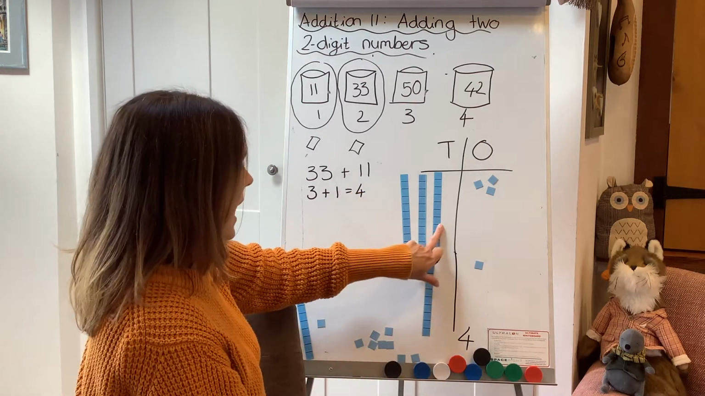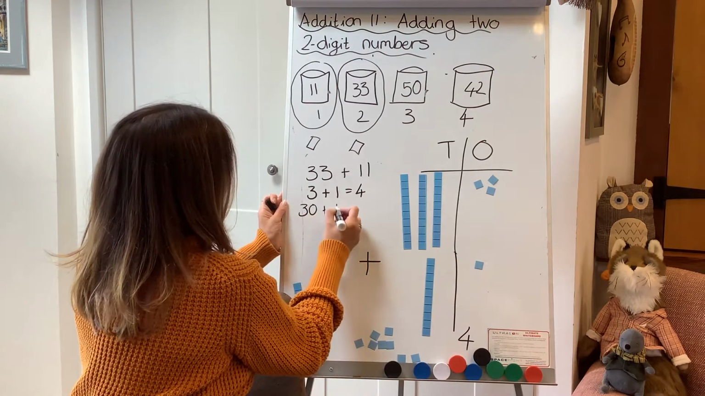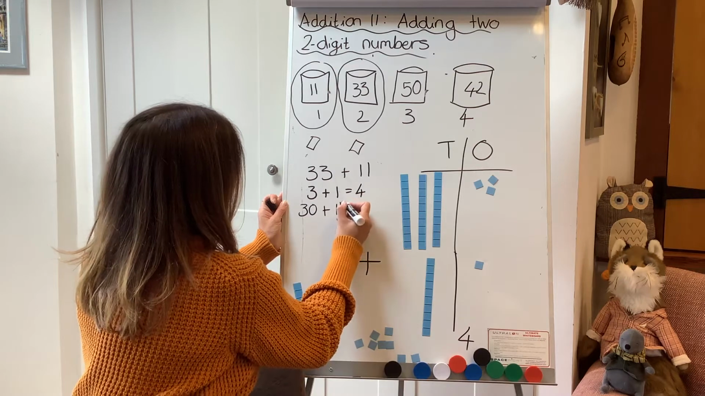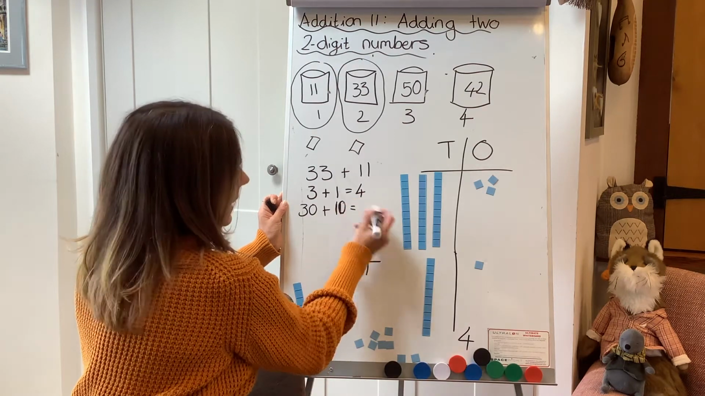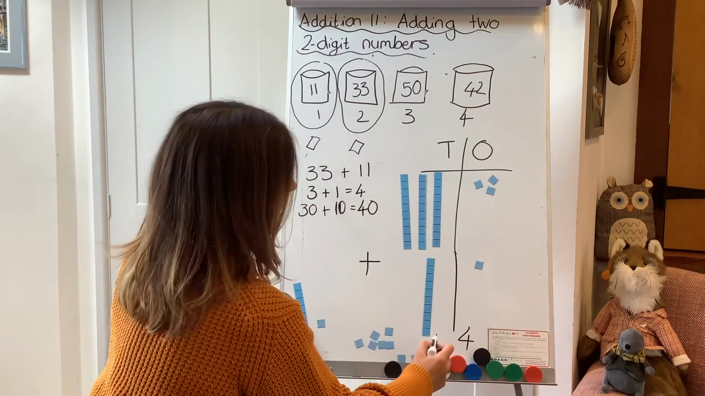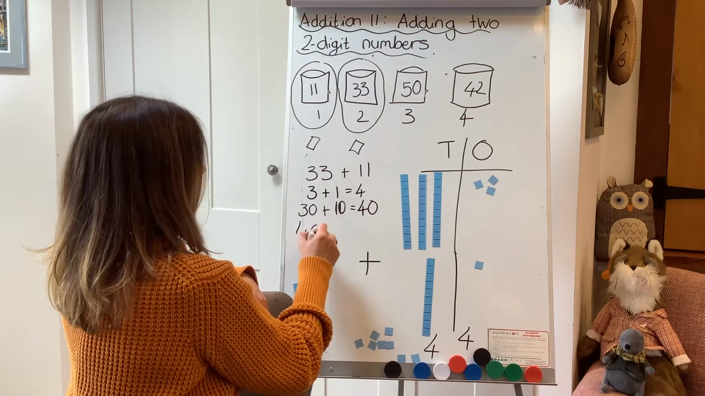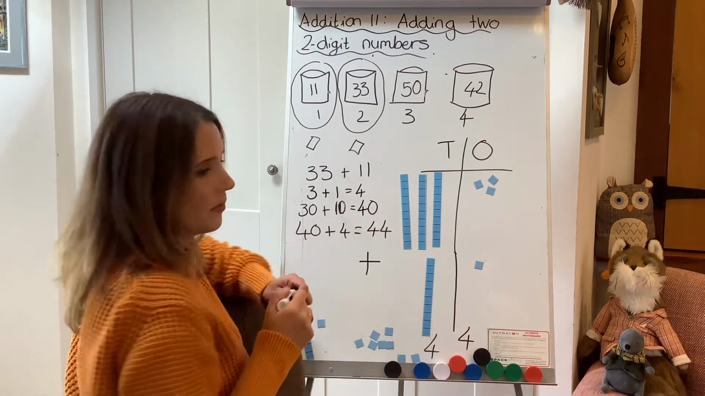Then I've got 3 tens and 1 10. So I've got 30 and 10, which is equal to 4 tens, which is 40. And then I can add those together. 40 add 4 is equal to 44.